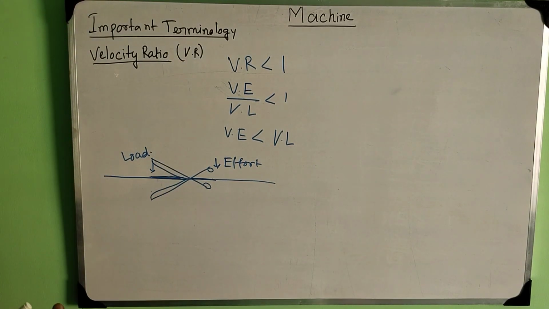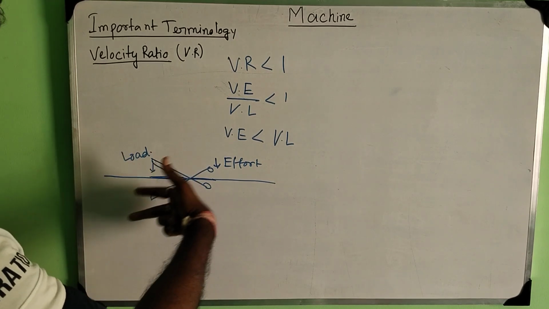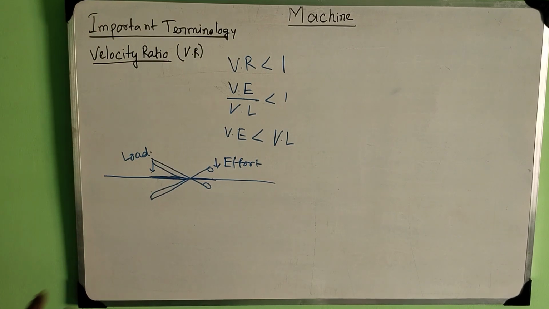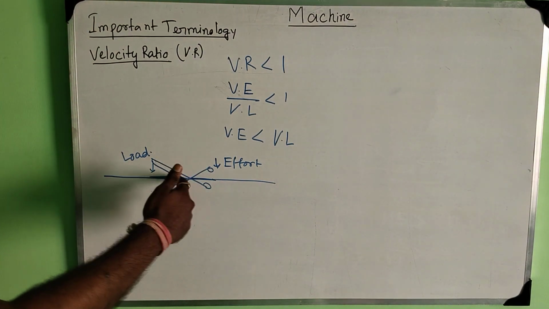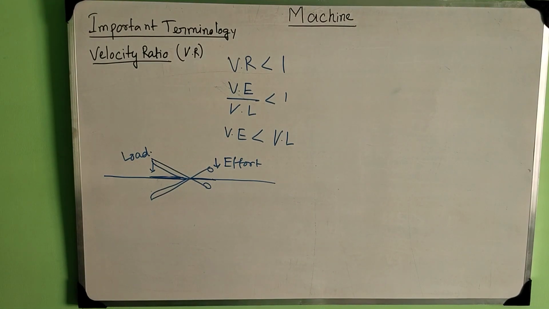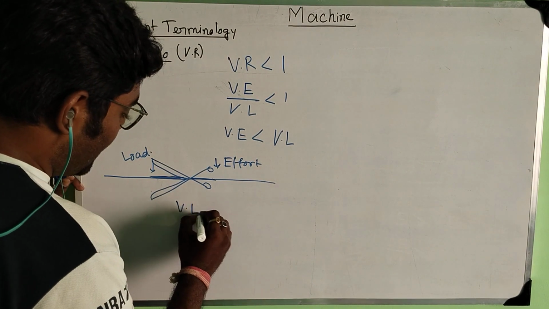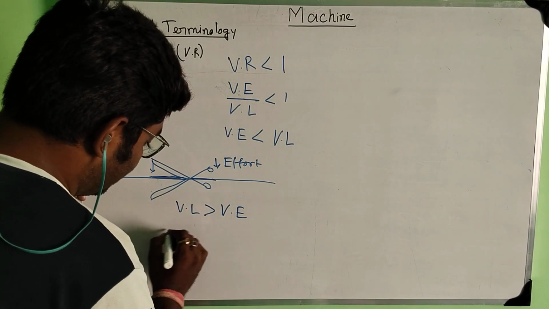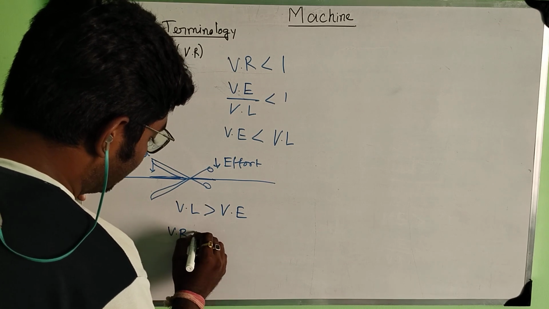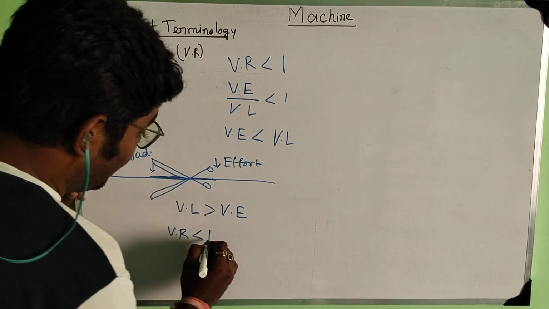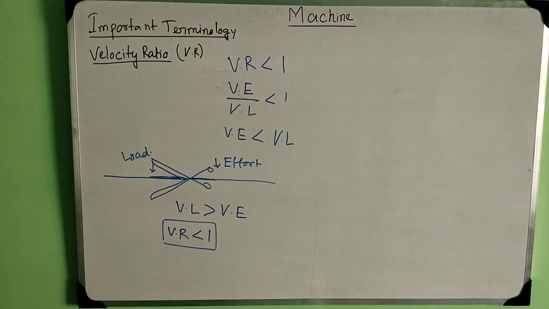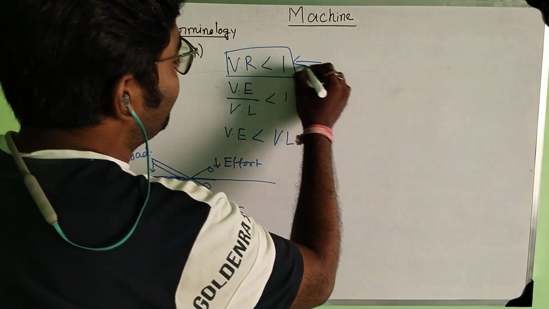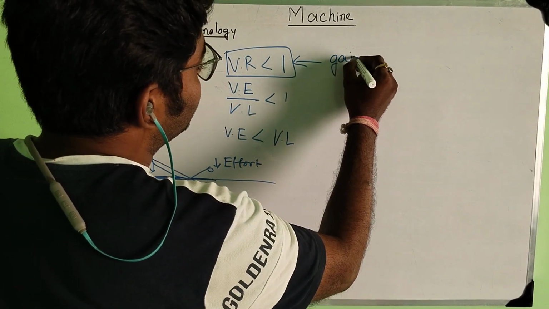That means in the scissor, the velocity of the load, the velocity meaning how much distance it is cutting with respect to time, is greater. Here the velocity of the load is greater than the velocity of the effort. So I can say in this case the velocity ratio is less than 1. So for velocity ratio less than 1, they will act to gain speed.